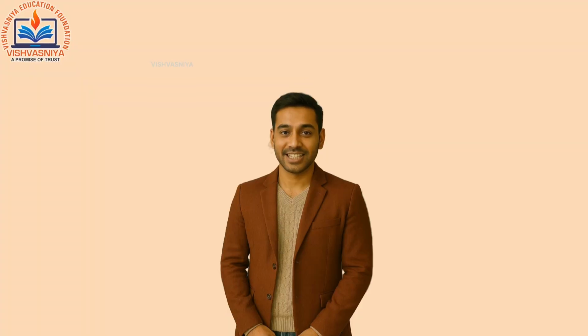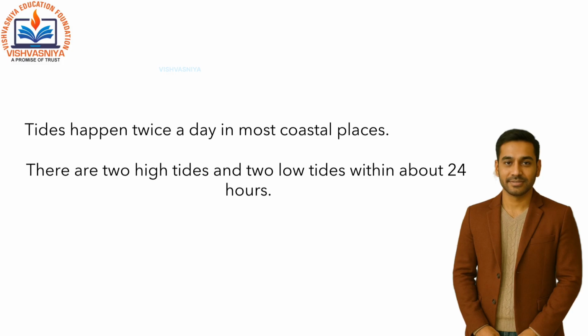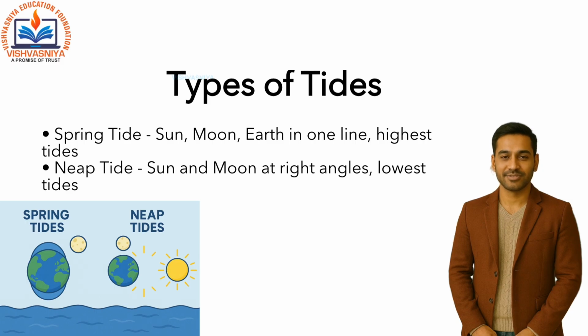Sir, may I ask a question? Yes, please go ahead. Do tides happen every day? Very good question. Yes, tides happen twice a day in most coastal places, two high tides and two low tides within about 24 hours. Now, there are two main types of tides.